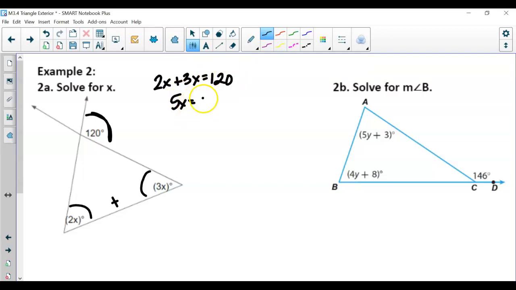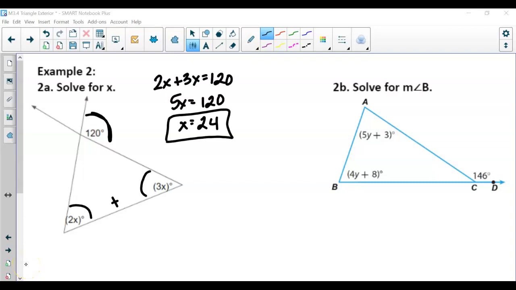So 5x is equal to 120. So when you divide, you do get 24. So x is equal to 24. So go ahead and pause the video and let's see how you do with at least solving for y, but then notice what the question is asking for.